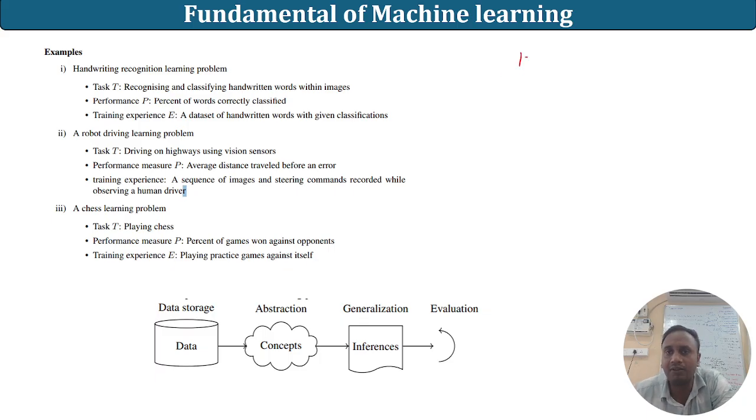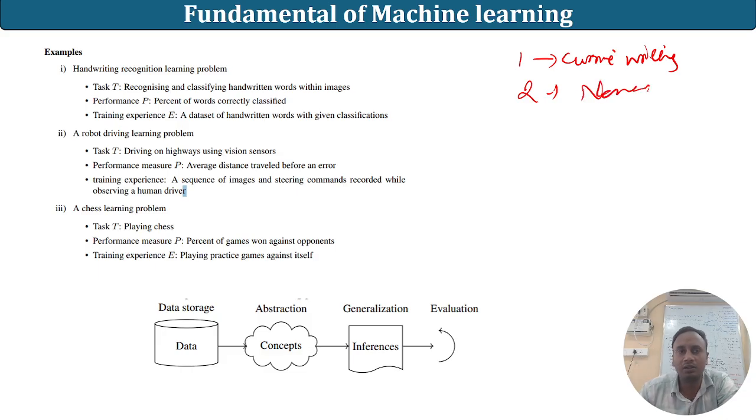Let's say that one person has some cursive writing, and a second has normal writing. Then the performance measure is the percentage of words correctly classified. The training experience will be a data set of handwritten words with the given classifications.